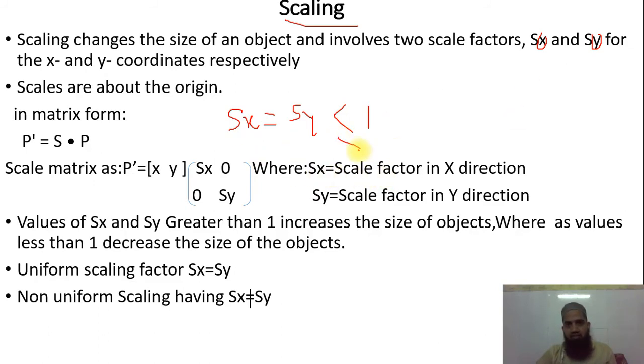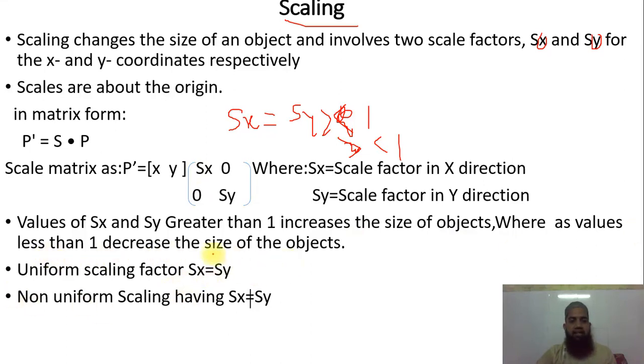If it is less than 1, the size of the object will decrease. Obviously, if I multiply 500 by 0.5, it will come to 250, so the object will decrease. So values of sx and sy greater than 1 increase the size of the object, whereas values less than 1 decrease the size of the object.